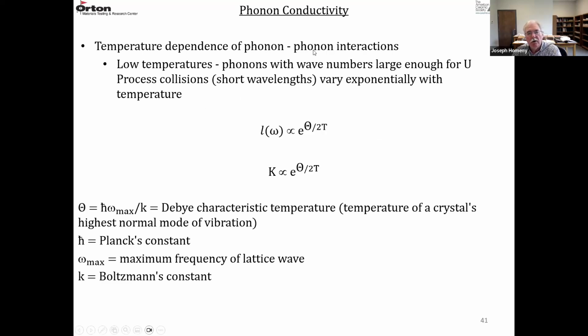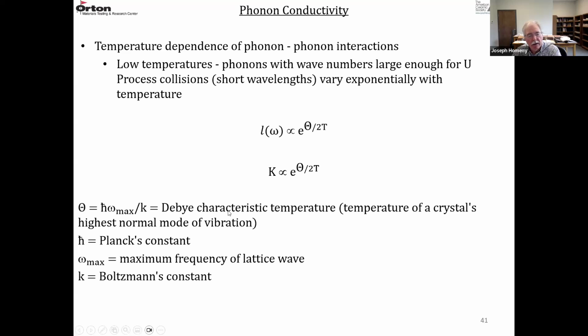So for these phonon-phonon interactions, if we consider just the low temperatures, these are phonons with wave numbers large enough for U process collisions. So these are short wavelengths, and they're going to vary exponentially with temperature. So the mean free path is proportional to e to the Debye characteristic temperature divided by 2T, and therefore K is proportional to the same thing, e to the Debye constant divided by 2T.